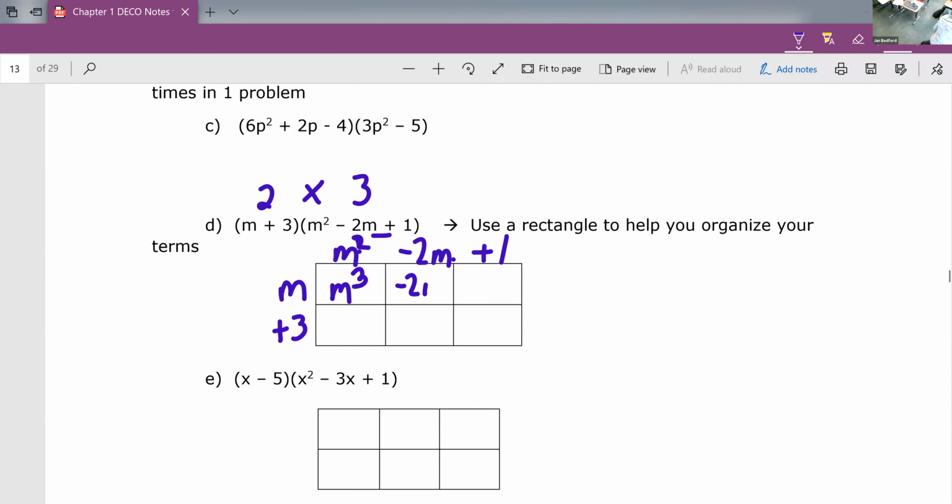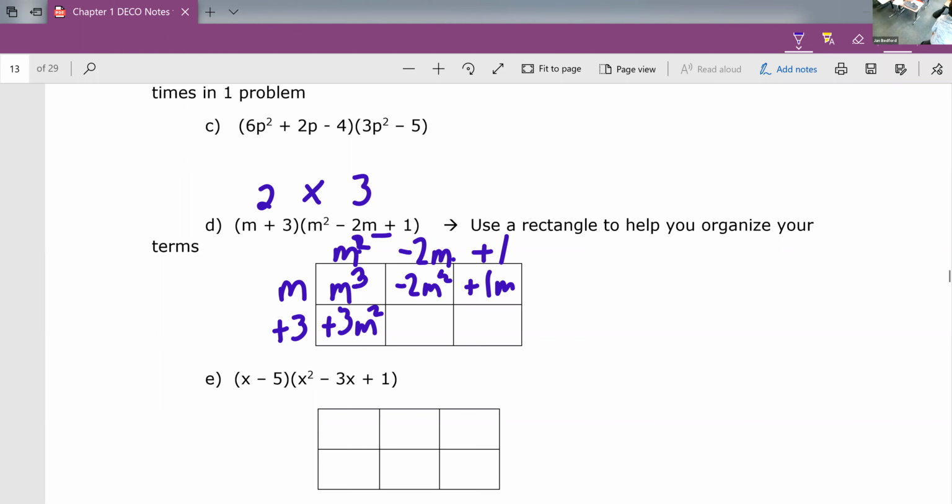Negative 2m squared. What's m times positive 1? Plus 1m. Good job. Okay, now let's go to the bottom row. What's 3 times m squared? So that's a positive 3m squared. What's plus 3 times negative 2m?